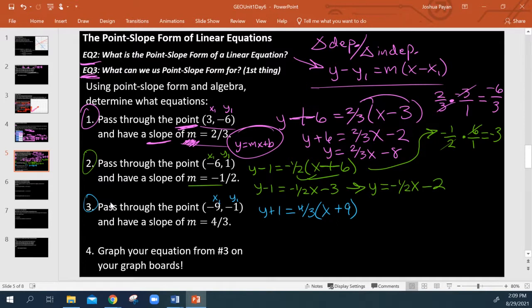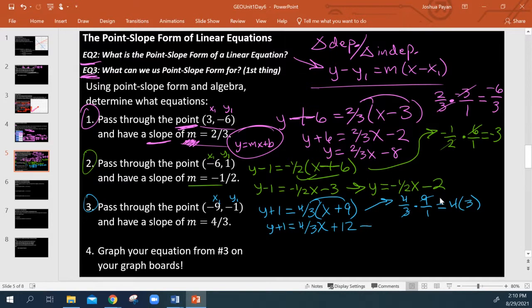Okay, so I'm going to distribute. So 4/3 x plus, so that's going to be 12. Okay, and again, I'll work it out over here on the side. 4/3 times 9/1. Okay, 9/3 is simply 3, so we're left with 4 times 3, which of course is where I got the 12 from. Okay?